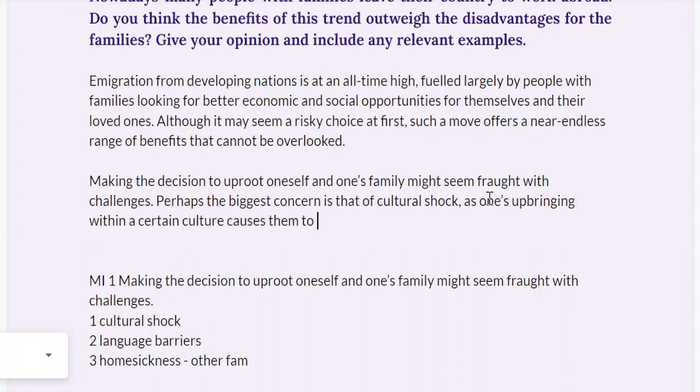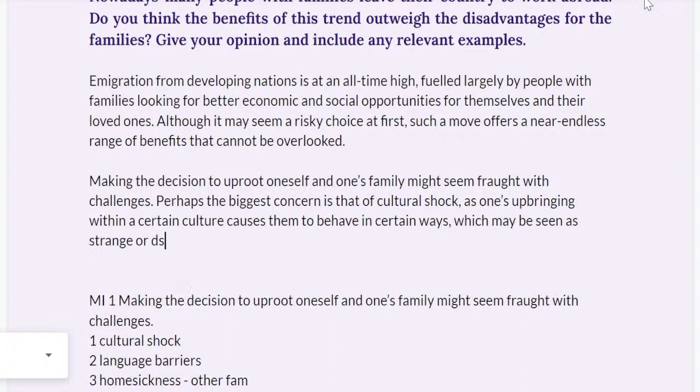Culture causes them to behave in certain ways, which may be seen as strange or disturbing to others. And culture shock goes both ways. Other people might think that your practices are weird, and you might think their practices are weird. So it goes both ways. Strange or disturbing to others, leading to misunderstandings or cultural clashes. Maybe distrust as well. I could give an example here.